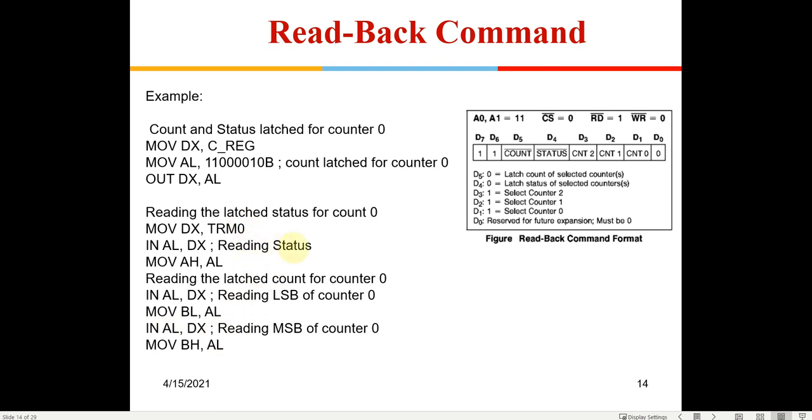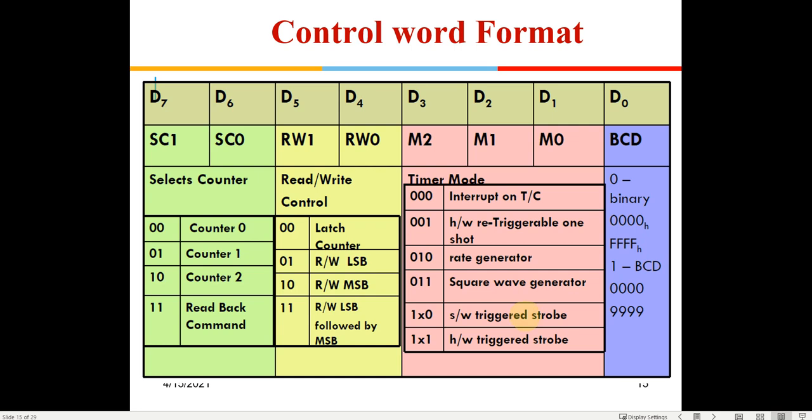First the status. Because there are only 8 data lines available, whereas we have 3 bytes of data which require to be fetched: one is the status, one is the LSB, and one is the MSB of the counter. So we can use 3 different IN commands. Is it clear to all of you? Okay, so let's move forward.